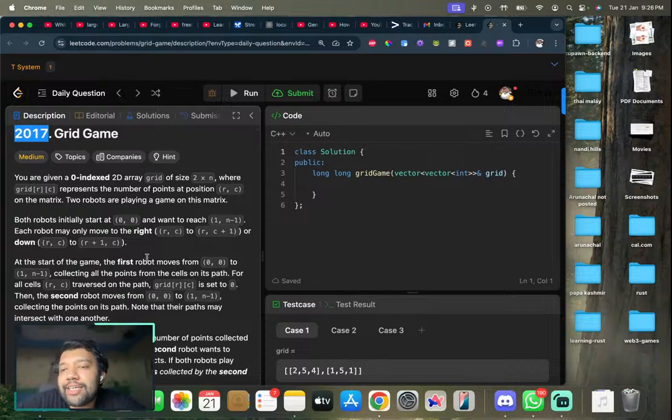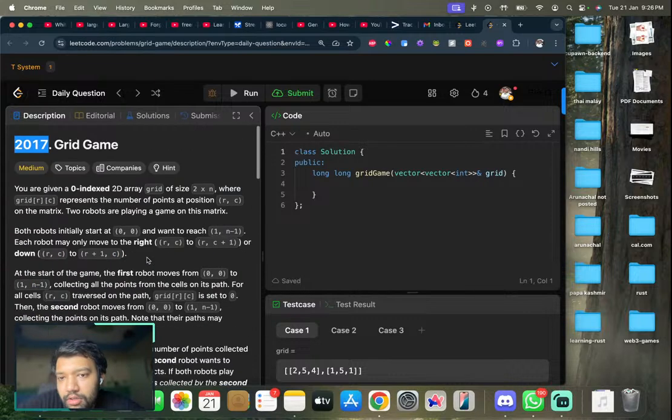Today we are doing Grid Game 2017. You are given a zero-indexed 2D array grid of size 2 times n, where grid[r][c] represents the number of points at position (r, c) on the matrix. Two robots are playing the game on the matrix. Both robots initially start from (0, 0) and want to reach (1, n minus 1). So they want to reach here.